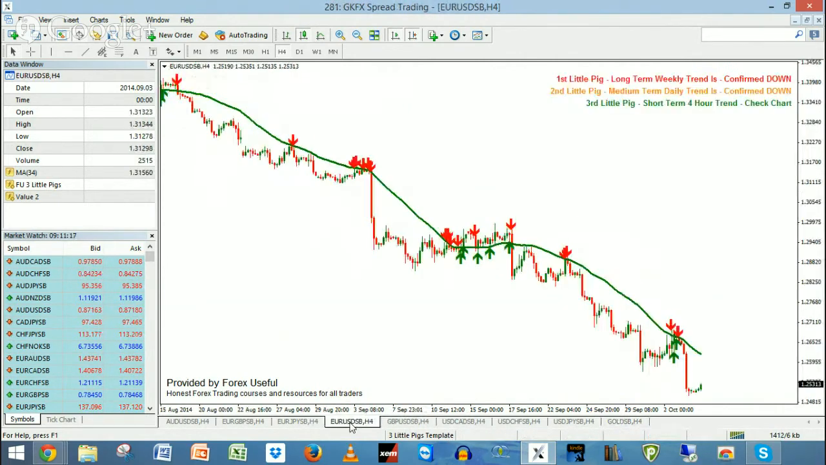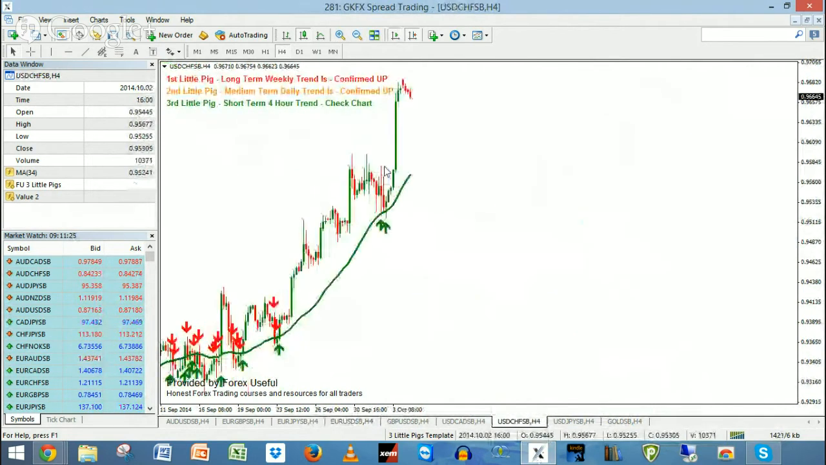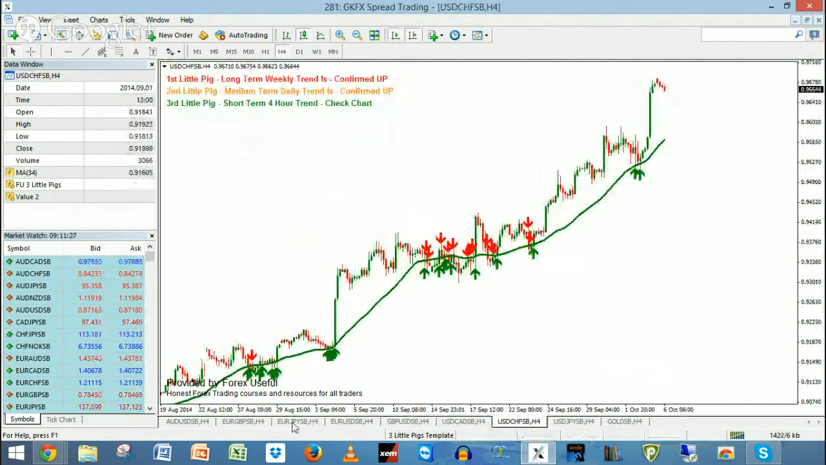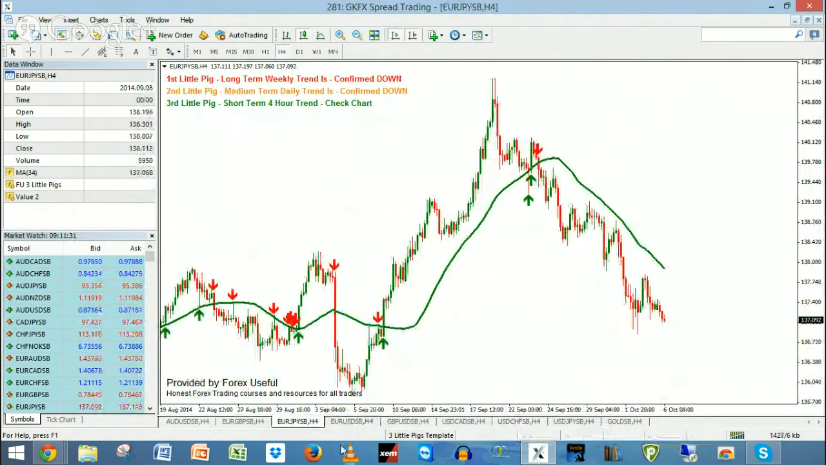Worthy of note is the Euro USD. You know, people ask if I trade Euro USD short and USD Swiss long at the same time, and the answer is yes, I do. There is a correlation between Euro USD and USD Swiss.